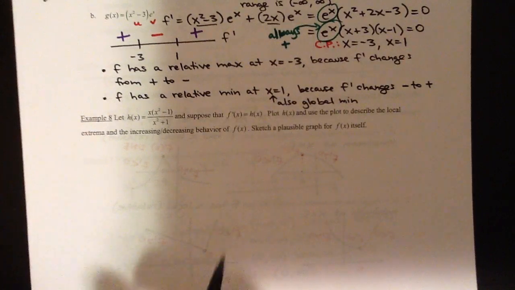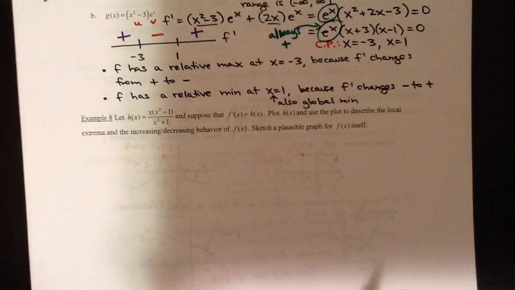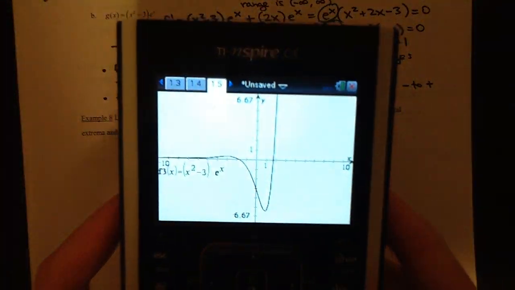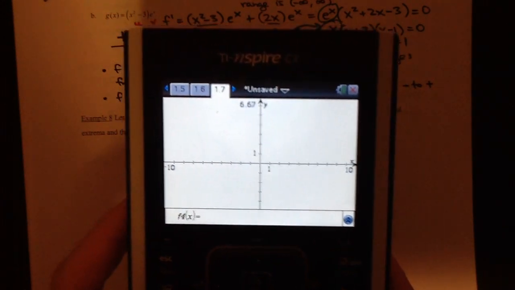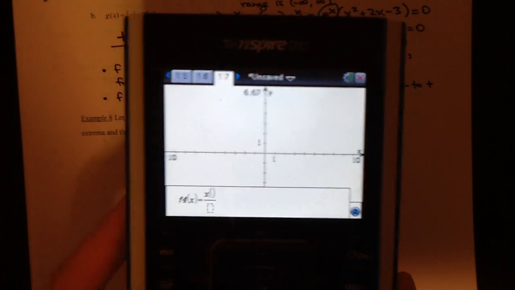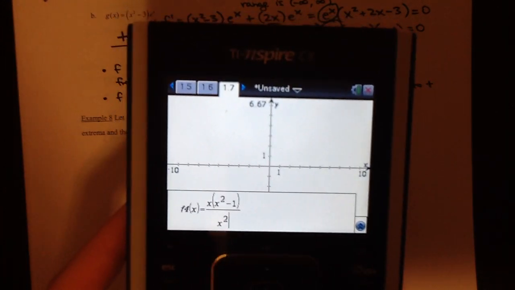All right, so last one here. H of x, and then suppose f prime equals h of x. We want to plot h of x and then use the plot to describe the local extrema. So we're just going to do that on a calculator. Okay, so new calculator. New graph. So we're going to plot this function x times x squared minus 1 over x squared plus 1.